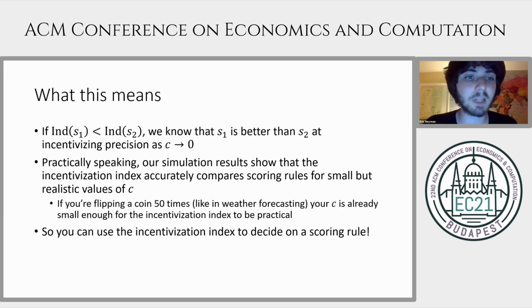Now, this is pretty cool because it means that we can compare any two scoring rules head to head by computing their incentivization indices. And whichever scoring rule has a lower incentivization index, that scoring rule is better in the limit as c approaches 0. Now, in fact, we ran some simulations and found that for small but realistic values of c, the incentivization index really does capture which scoring rule is better. Basically, the takeaway, I think, is that you can realistically use our incentivization index to figure out what scoring rule to use for your problem.